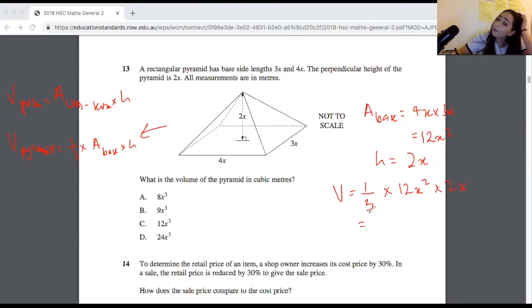And this is just a matter of simplification. So 1/3 times 12 is 4. 4 times 2 is 8. And we have x squared times x, which is x cubed. And that leaves us with option A.